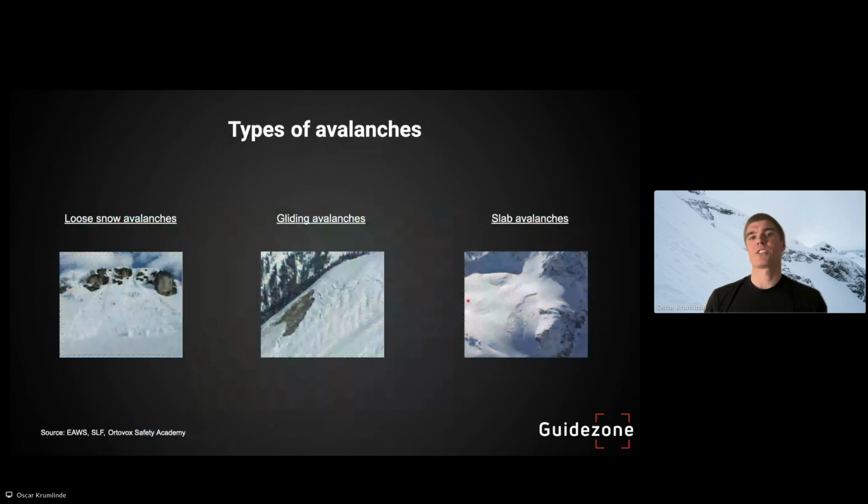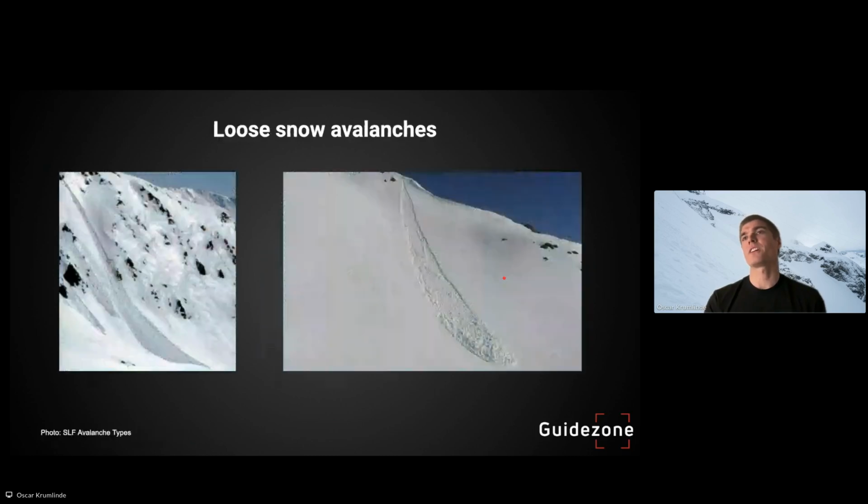So, types of avalanches. We can categorize avalanches into three general categories based on their release mechanism, i.e. how the avalanche starts. We have the loose snow avalanche, the gliding avalanche, and the slab avalanche. We're going to look at them in a bit more detail, starting with loose snow avalanches. Loose snow avalanches start from a single point of triggering, as we can see here, and fan out as they plummet downhill and sweep along more and more snow. So we get this triangle shape.